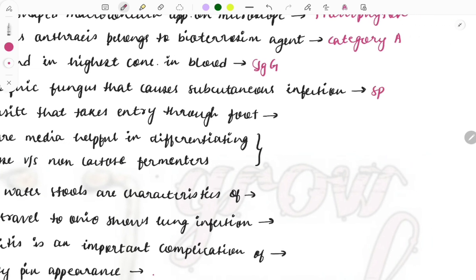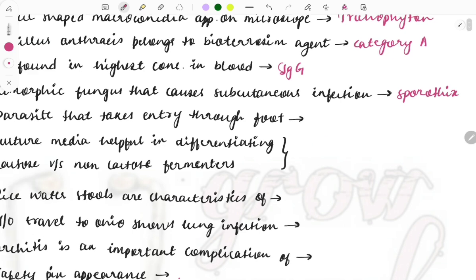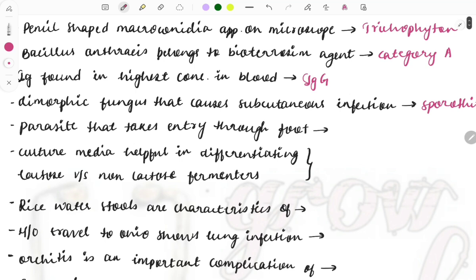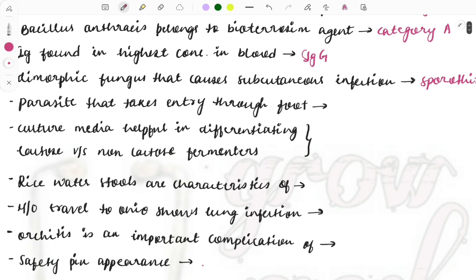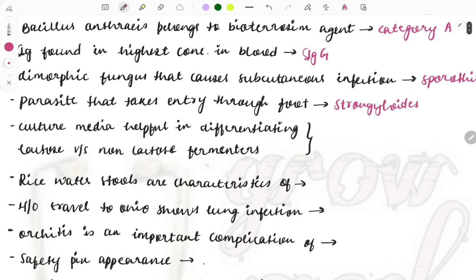A repeat topic asked multiple times in the exam, so have a look at all the points regarding Sporothrix. It is also called Rose-Gardener's disease, and you can see subcutaneous ulcers. An image based question is also asked on Sporothrix. Parasite that takes entry through the food is Strongyloides. Then, which culture media is helpful in differentiating lactose fermenter versus non-lactose fermenter?